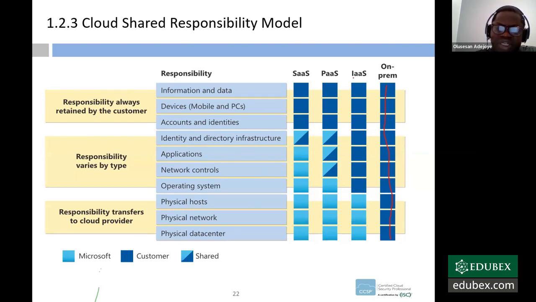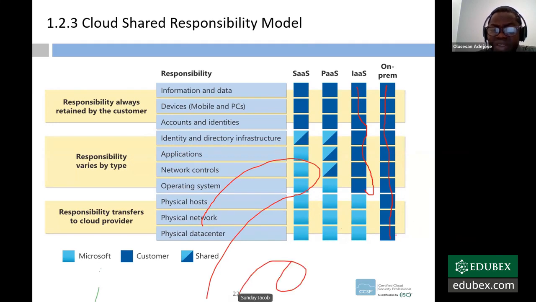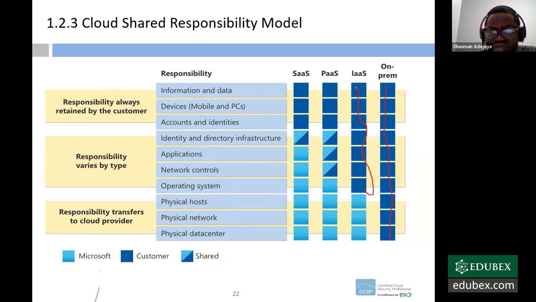Now, when you move to the cloud in infrastructure as a service, don't forget, under infrastructure as a service, this is where the consumer is given the flexibility to provision the servers, the operating system, the network, the application. So the rule of thumb in the cloud is that whatsoever you have provisioned, you'll be responsible for the protection. So in infrastructure as a service, because of the flexibility given to the consumer, whatsoever the consumer has provisioned, they'll be responsible for the protection of it. So if I provision a server, I'll be the one that will protect it.